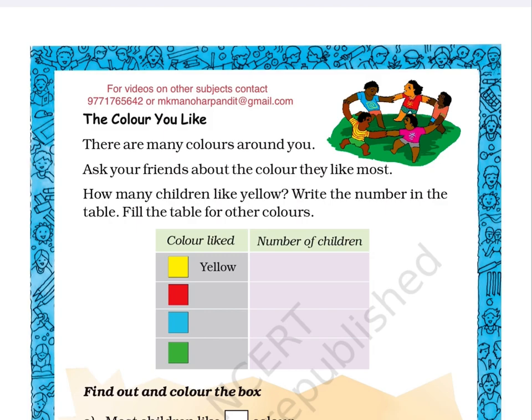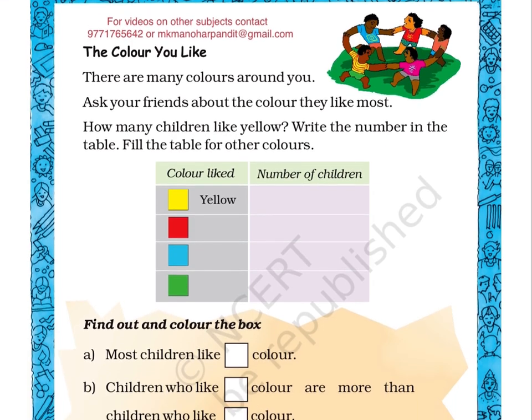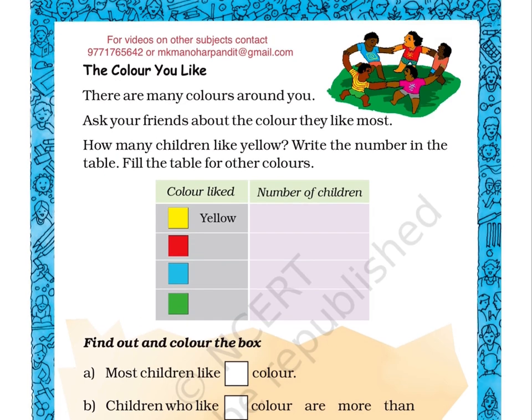Row 2. Column 1 has picture of red square box. And column 2 has space for writing the number of children liking red color. Row 3. Column 1 has picture of blue square box. And column 2 has space for writing the number of children liking blue color. Row 4. Column 1 has picture of green square box. And column 2 has space for writing the number of children liking green color.